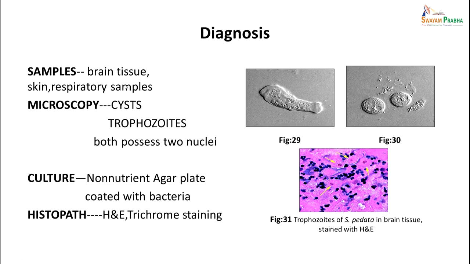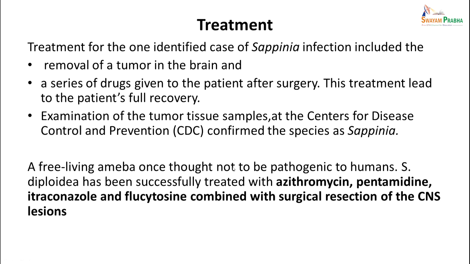For diagnosis, from tissue samples such as brain tissue, skin or respiratory samples, you need to demonstrate cysts and trophozoites. Both of them possess two nuclei. You can grow them on a non-nutrient agar plate coated with E. coli bacteria, similar to Naegleria. The next day, you might see that this organism has eaten away some of the culture, and if you do the staining, you will see trophozoites there. You could also see trophozoites in the brain tissue or anywhere if you do histopathological staining.